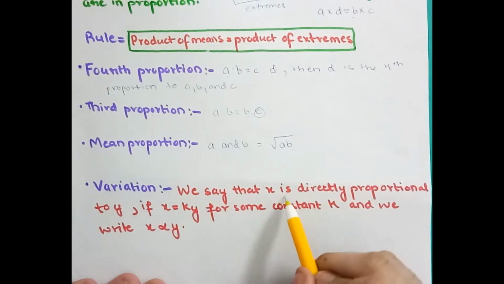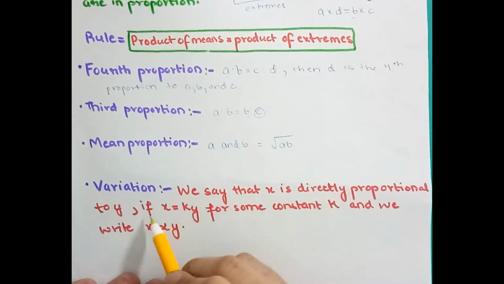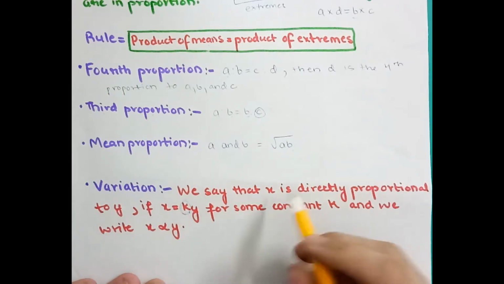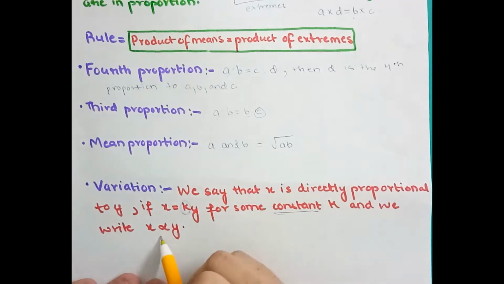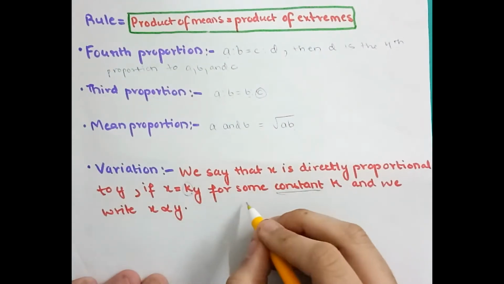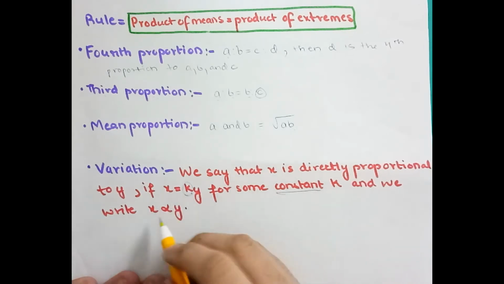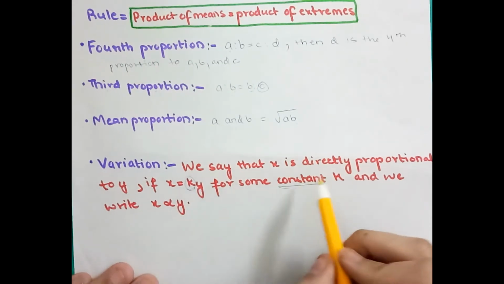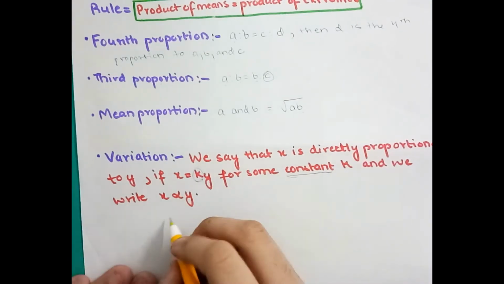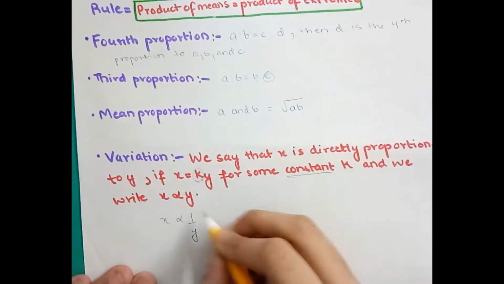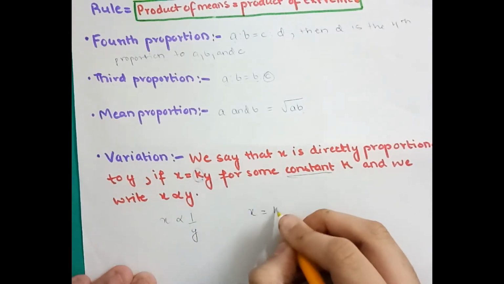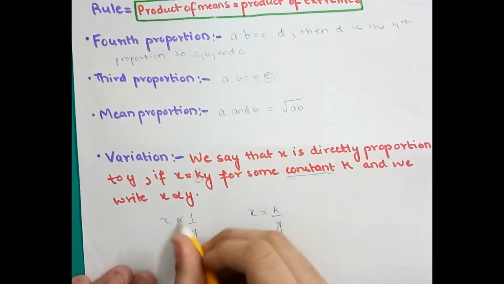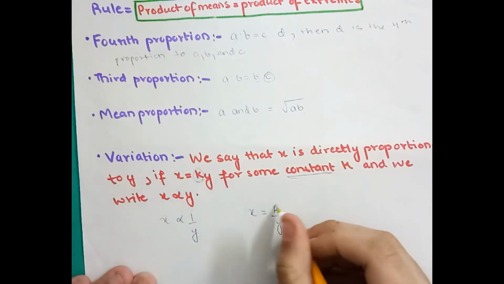Now what is variation? We say that X is directly proportional to Y if X is equal to K of Y. Now over here K is known as a constant. We write it as X directly proportional to Y. Obviously, if we are saying proportional, we have to replace this proportionality with some constant, right? Similarly, in the case of inversely proportional, if I say that X is inversely proportional to Y, then I can write that X is equal to K by Y, because I am replacing this inverse proportionality with a constant K.